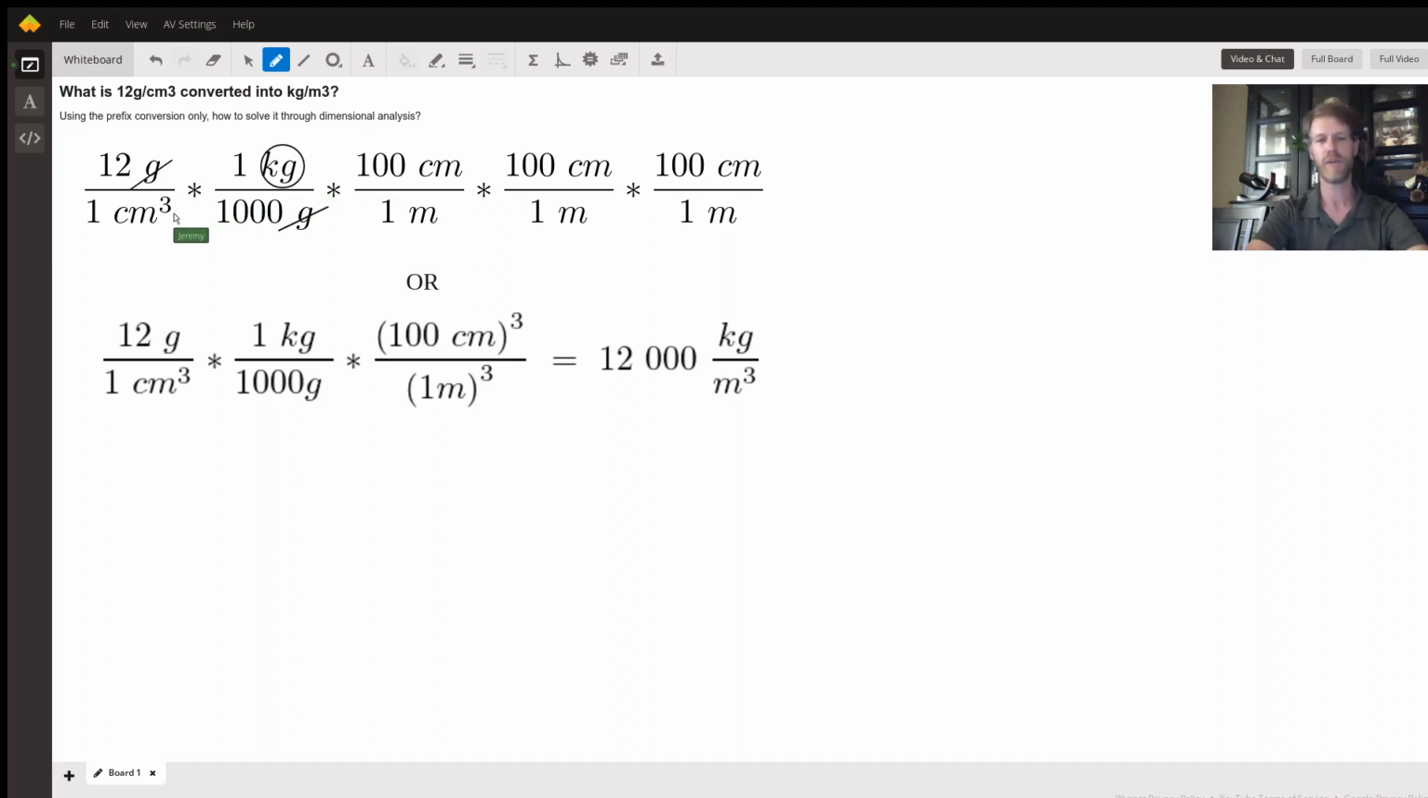So notice here we have cubic centimeters, or cc's as it sometimes is called, and we have to cancel essentially 3 of those. So I basically use that conversion 3 times to cancel cubic centimeters. And then when we multiply meters times meters times meters, we get cubic meters.